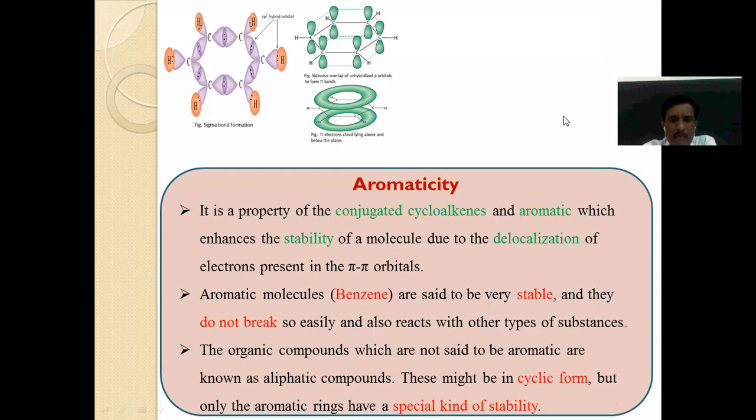Third factor: organic compounds which are not aromatic are called aliphatic. There are two types of organic compounds, aliphatic as well as aromatic. Any organic compound which does not show the aromatic property is said to be aliphatic, and an aliphatic compound might be in cyclic form or in acyclic, open chain form. But aromatic compounds have a special kind of stability because they have delocalization of pi electrons, a conjugated cycloalkene system, and thus they are aromatic. All aromatic compounds are more stable than aliphatic compounds as well as alicyclic compounds.